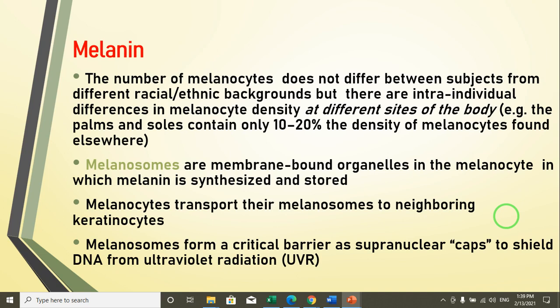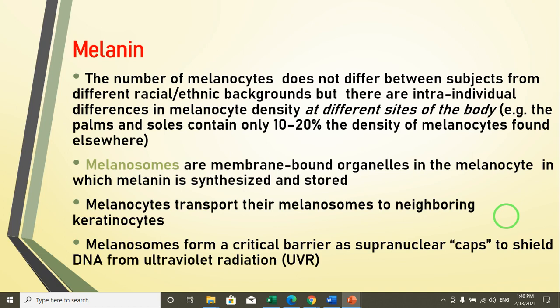Also, the melanocytes, which are the cells that produce melanin, have a certain unique structure inside them. It is called the melanosome. So the melanosomes are certain organelles found inside the melanocyte. It is the site where melanin is synthesized and stored. After they are synthesized and stored in the melanosome, the melanosomes are transported to the nearby keratinocyte to give the special pigment to that cell.